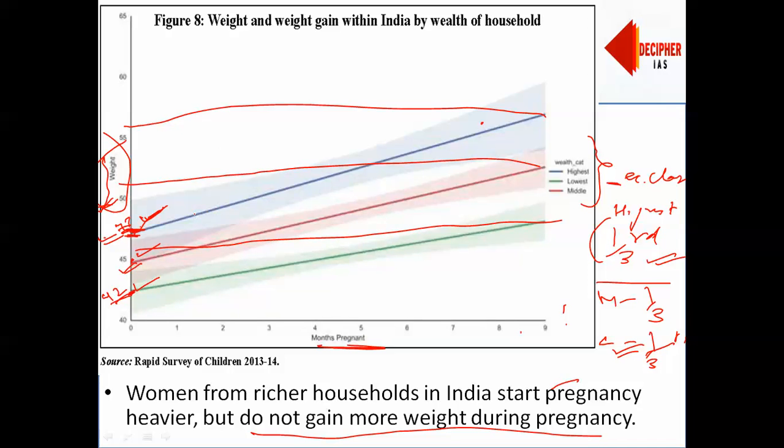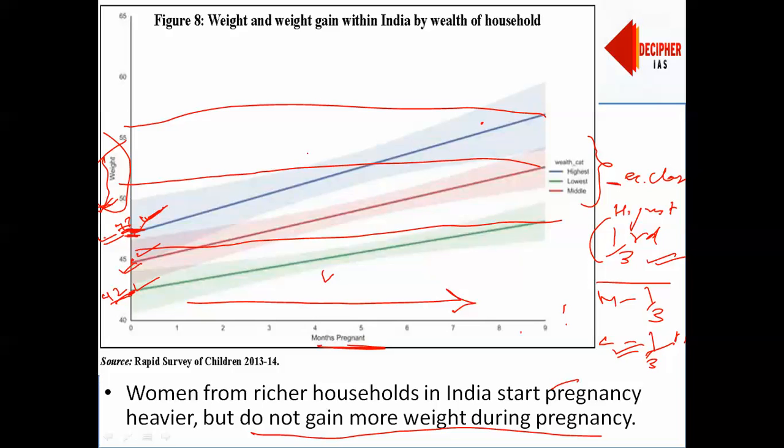Though the initial or pre-pregnancy body weight of the mother is more for the rich, the weight gain during pregnancy, that is as the months increase, is approximately similar for all the classes of women in our society. Okay, so what does it suggest? This suggests that the resources are at least part of the reason for pre-pregnancy weights.